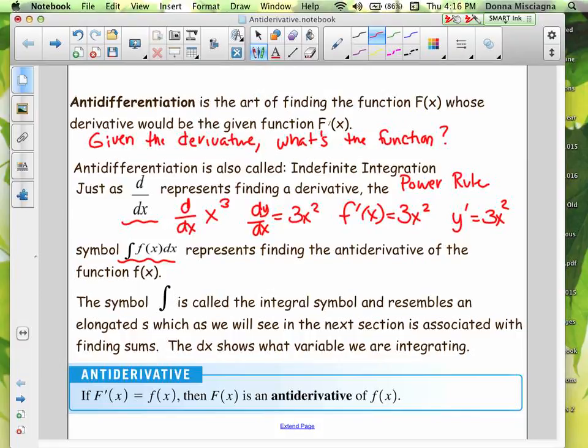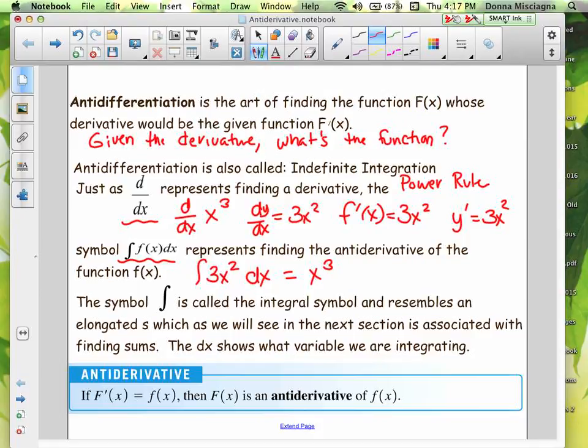Taking the antiderivative means what's the function that has 3x squared as its derivative. The function that has 3x squared as its derivative is x cubed. Okay? So we're just going the other way.